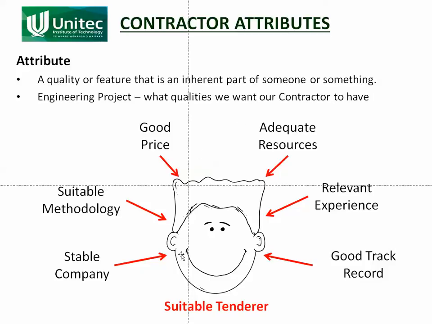So these are called attributes. This is the price attribute, and the rest of these are called non-price attributes. So an attribute is a quality or feature that is an inherent part of something. In other words, things you need to know about the contractor. And in an engineering contract, we're looking for these particular attributes in our contractor.